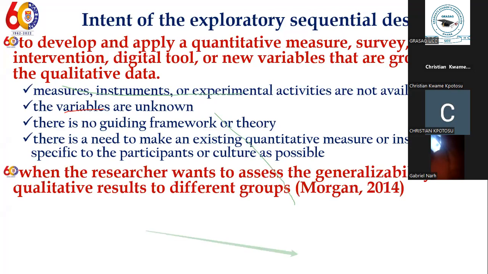Then, when you have the intention to assess the generalizability of qualitative results to different groups, so you have collected qualitative data, or maybe you did a qualitative study. Using qualitative methods, sometimes you use a very small sample size, 6, 10, 15. How do you generalize some of these things to groups that are not even around, or even, let's say, in the same locality, but are different groups?